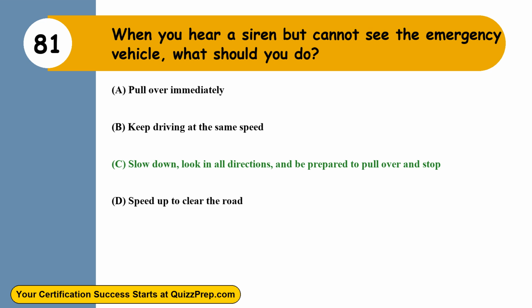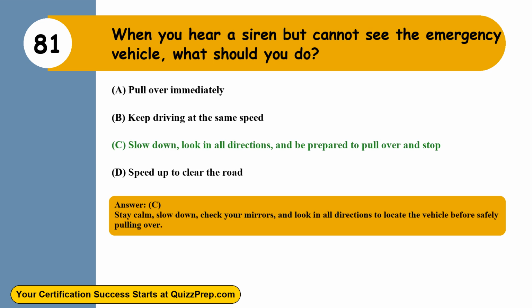The correct answer is option C. Slow down, look in all directions, and be prepared to pull over and stop. Stay calm, slow down, check your mirrors, and look in all directions to locate the vehicle before safely pulling over.